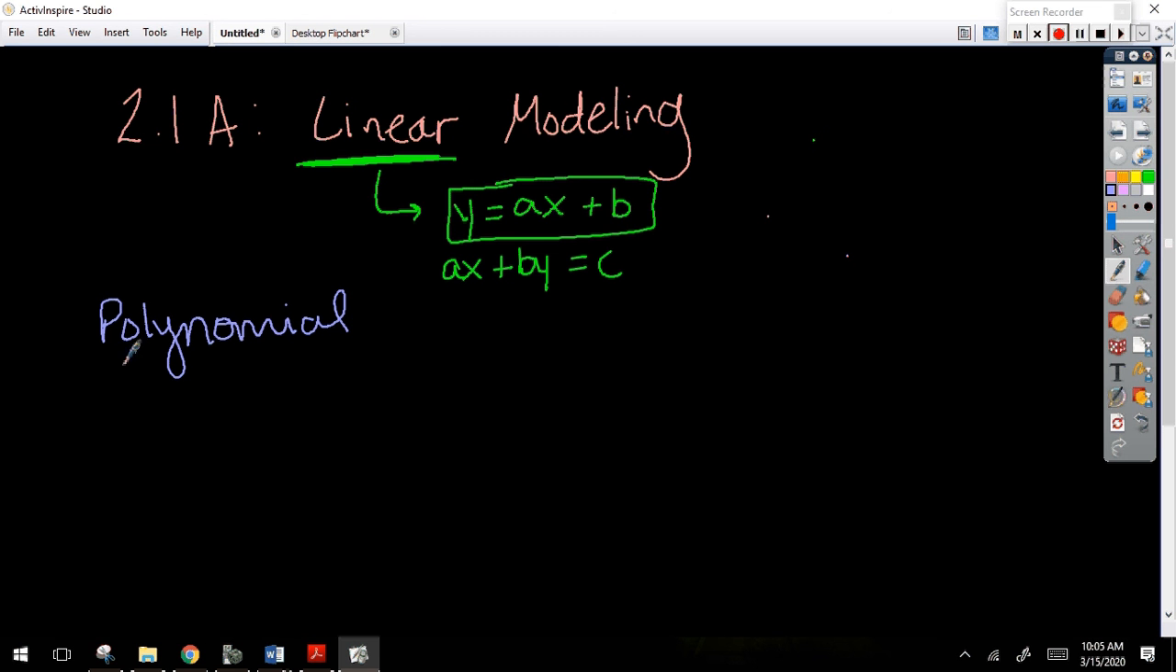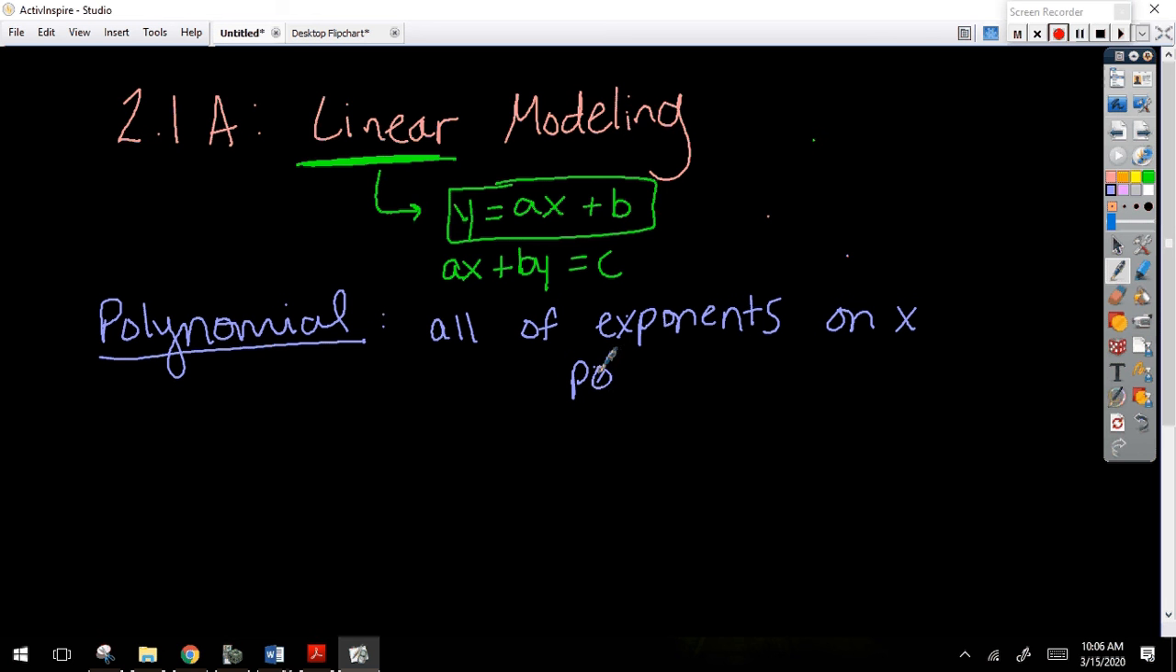A polynomial means that it has all of the exponents on x. Remember, it would really benefit you greatly if you wrote down your own notes, just as if we were in class. All of the exponents on x are positive whole numbers. Okay, that's the first thing. And we remember we only want two variables. We want the x and the y, so that's a given too.